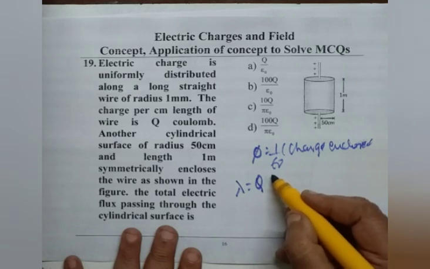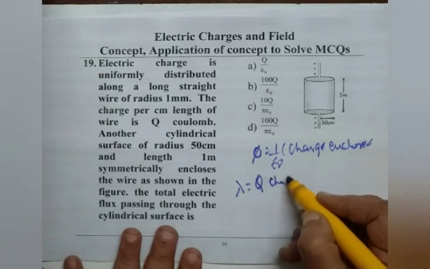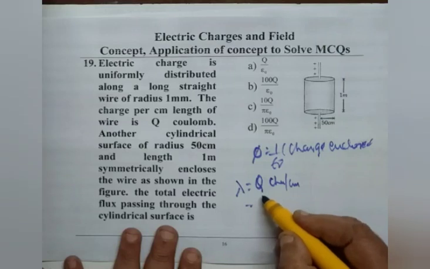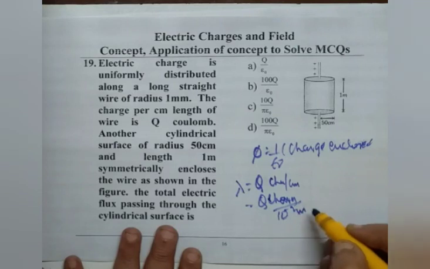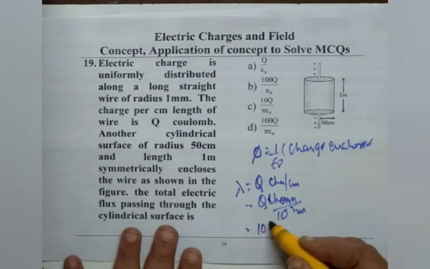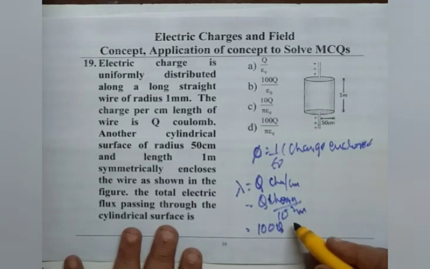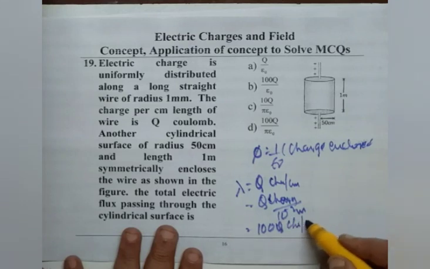It is charge per centimeter. So to calculate it per meter, charge per centimeter means 10 raised to minus 2 meter. Therefore, 100 Q, because 10 raised to minus 2 goes to the numerator, means 100, it becomes charge per meter.